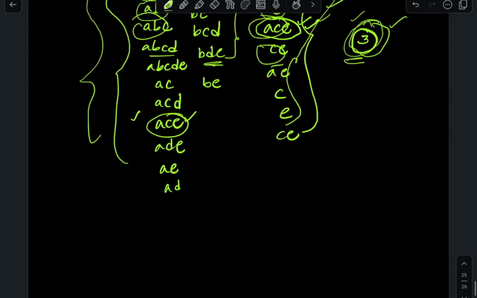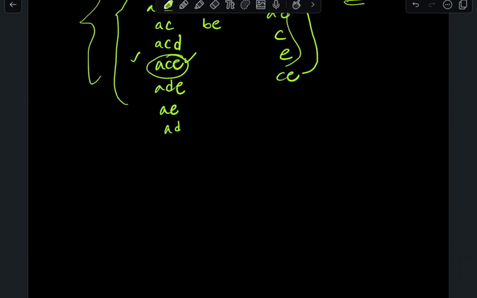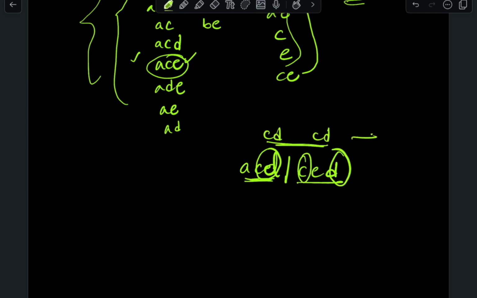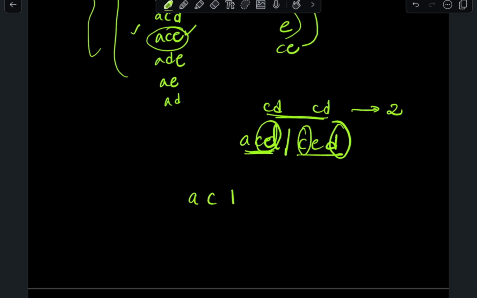Now, can we think of another way to solve this problem? Consider the example ACD and CD. If you carefully look at this example, you can see that the longest common subsequence is CD and CD. It is CD here and CD here, and the length of this is 2, so you will return 2. Now how do we solve this problem?